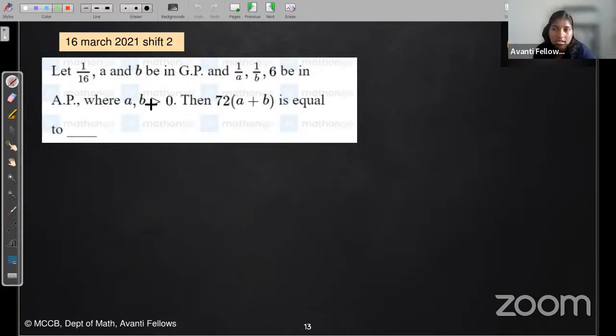This is a previous year JEE question. It says: let 1 by 16, A and B be in GP, and 1 by A, 1 by B, comma 6 be in AP, where A, B are greater than 0. Then they're asking us to find the value of 72 into (A plus B). These three terms are in GP, and these three terms, 1 by A, 1 by B, and 6, are in AP. So what can we do here?